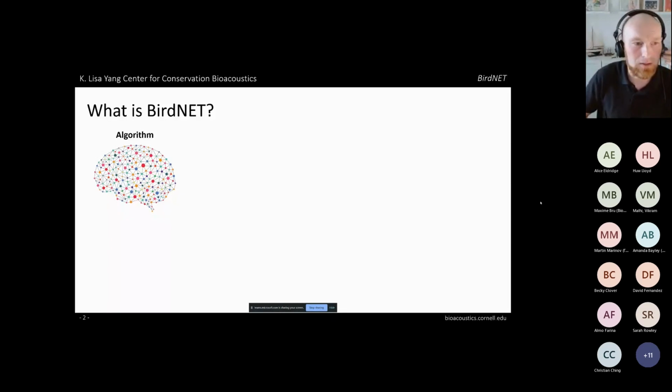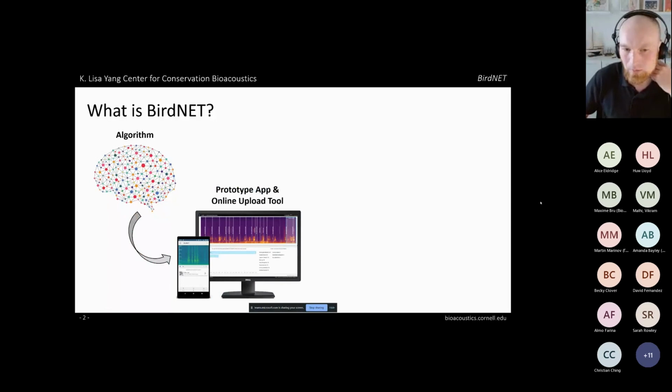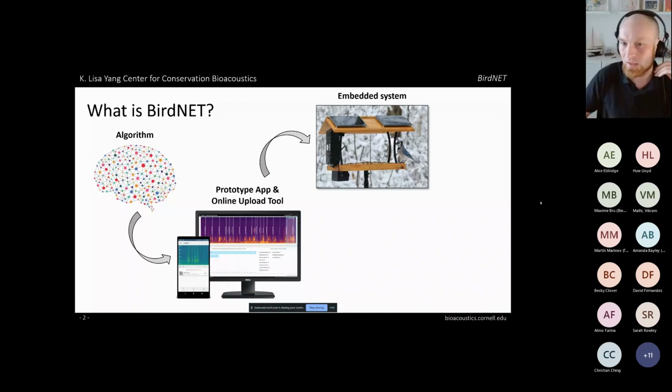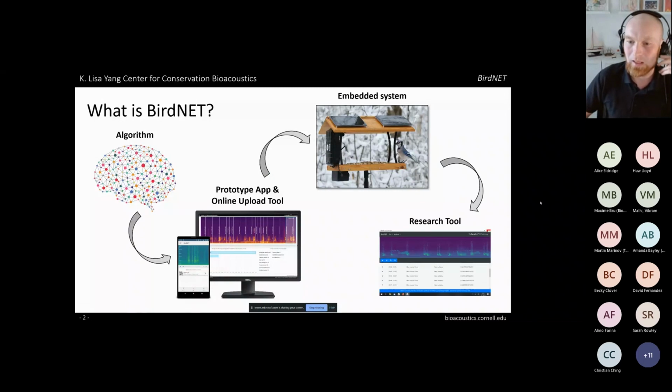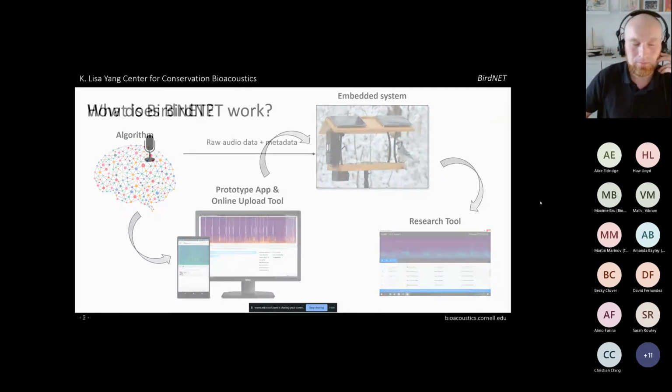But it's actually more than just an algorithm. I think most people will be familiar with the BirdNet app or the BirdNet online tool that we have. So typically when we talk about BirdNet, people think about the app. But BirdNet can also be an embedded system, monitoring in real time. And BirdNet can also be a research tool. This is what I'm going to focus on in this presentation: BirdNet as a research tool, and how we're going to make it accessible to a broad audience.